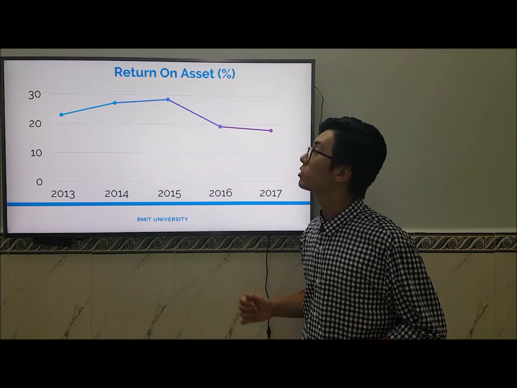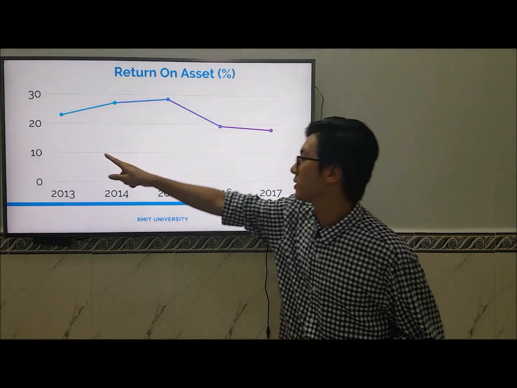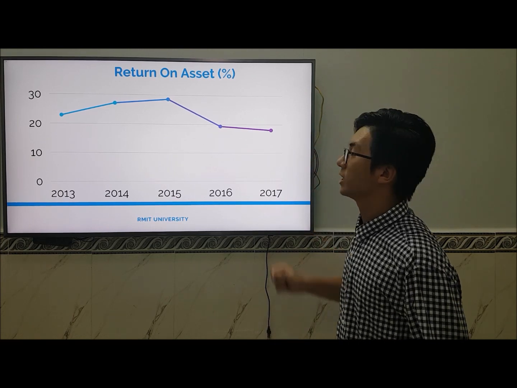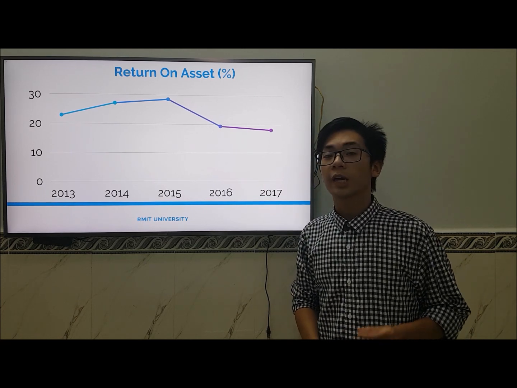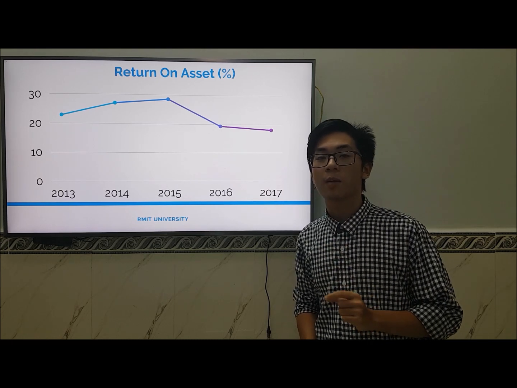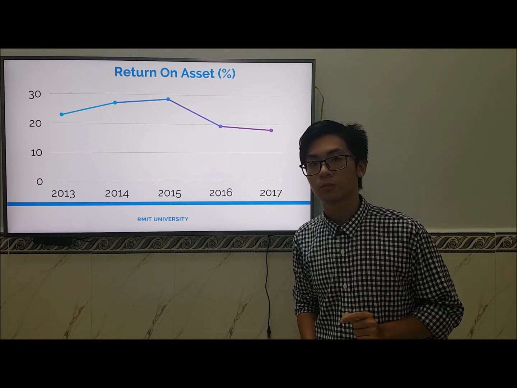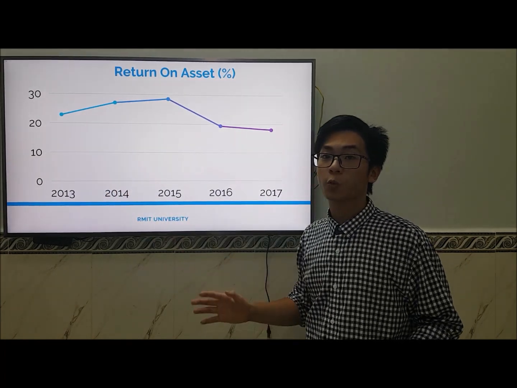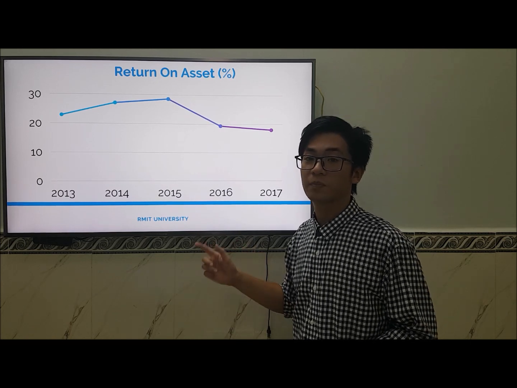But after that, return on assets experienced a dramatic drop to below 20% in 2016, and it continues to drop in 2017. Now, the return on assets is chosen because it provides an insight into how much profit Apple is making for every dollar of assets they control. Obviously, from 2013 to 2015, Apple is doing very well, but after that, their profit went down. This is bad news for Apple.